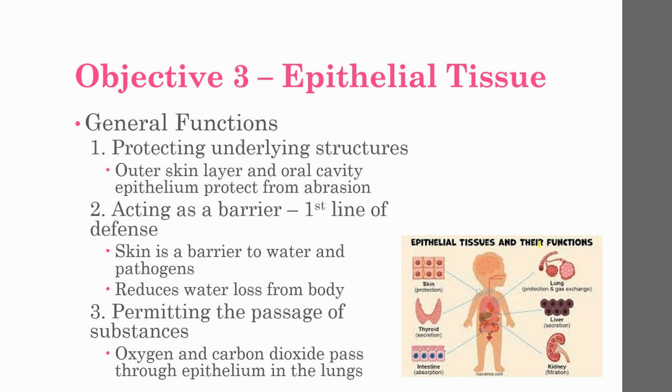All right, now some general functions. We've already mentioned several of these as we've talked about epithelial tissue in general, but they are going to be protective. They're going to protect underlying structures, so when they're covering an organ or the outside of our body, they are a barrier. In fact, the skin is part of our immune system. It's going to be our first line of defense in keeping things out. They're also going to help hold water in. They can allow materials to pass through, like oxygen and carbon dioxide, which are able to pass through those epithelial tissues.